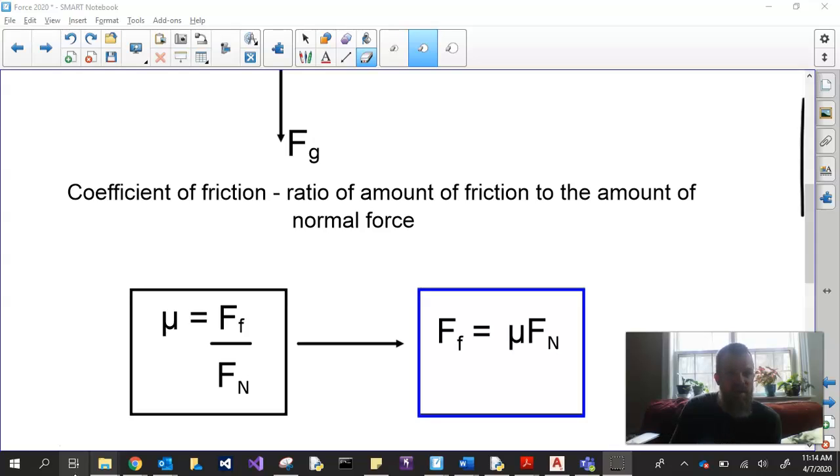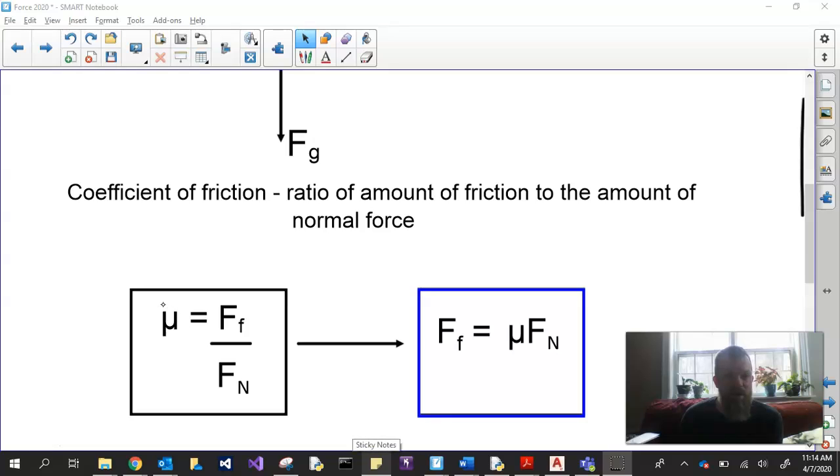And of course, you've experienced this, just thinking of walking. If you slide differently than you do on gravel, than you do on asphalt, than you do on ice, your normal force will still always be the same because you're still your same weight, but they have different surfaces. So the coefficient of friction is that ratio of the amount of friction you feel, or the object feels, to the amount of normal force.